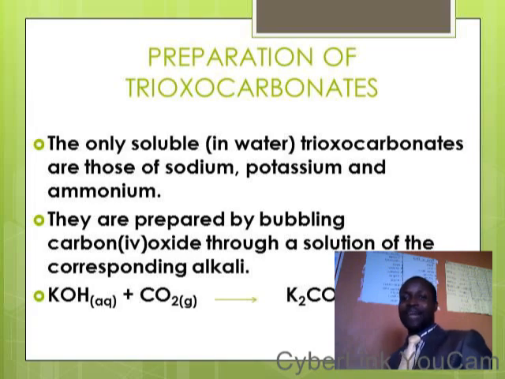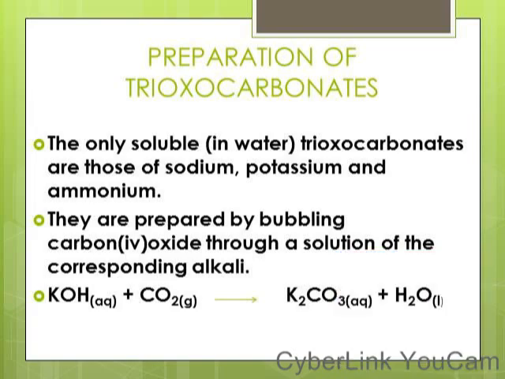They are prepared by bubbling carbon 4 oxide through a solution of the corresponding alkali. Look at the total view of it. KOH plus CO2 go to K2CO3 plus H2O. You can see this is an acid anhydride. It's carbon 4 oxide plus potassium hydroxide. It's now giving us K2CO3 plus H2O. If you need to balance this equation, you need to put 2 at the back of KOH here. Then you will be good to go.